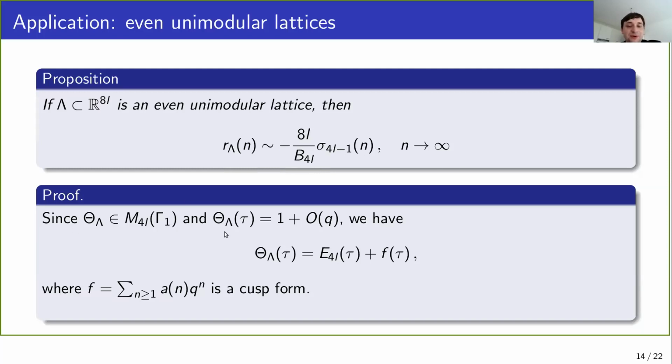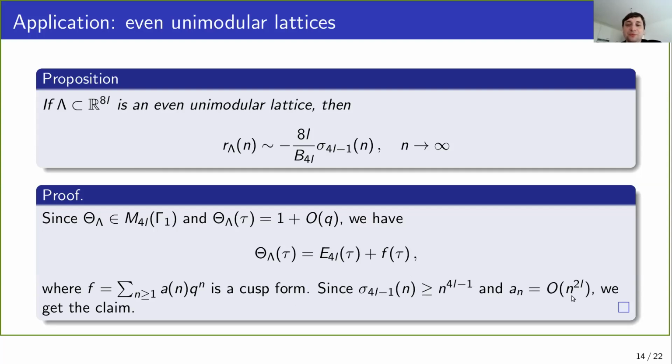You just look at the theta function. You know it starts with 1 plus some coefficient times q plus so on. By definition, you know that if you subtract the Eisenstein series E_4L of tau, what you're left with is a cusp form. And that cusp form, by the estimate from the previous slide, has coefficients that grow slower than n to the power 2L, or at least not faster. And the sum of divisors is greater than that, so definitely this term dominates, and we get the asymptotic claim here.